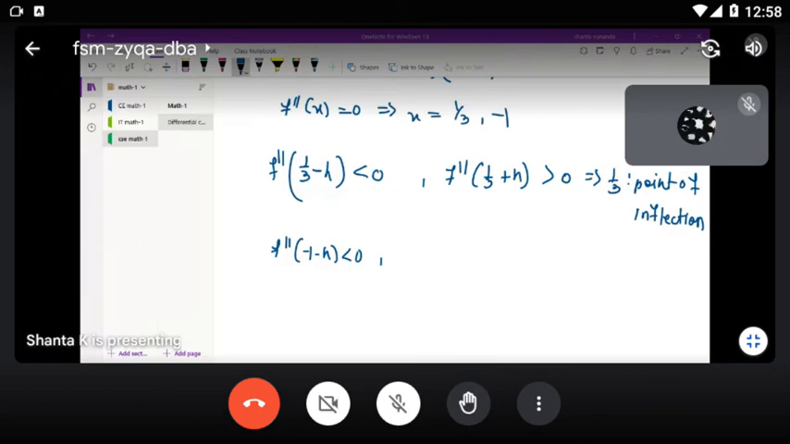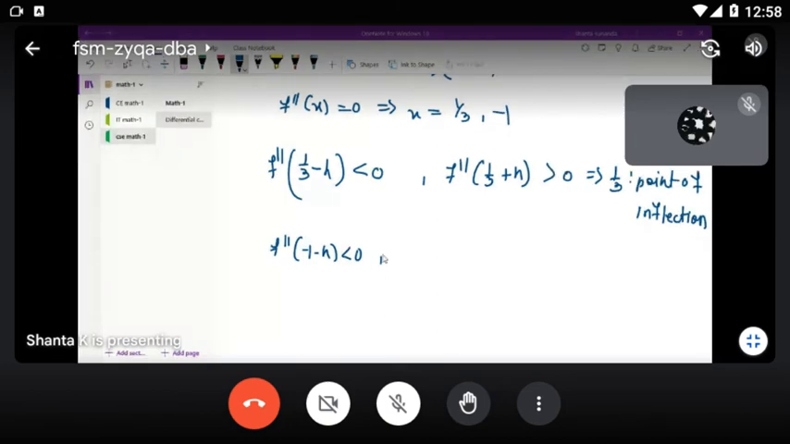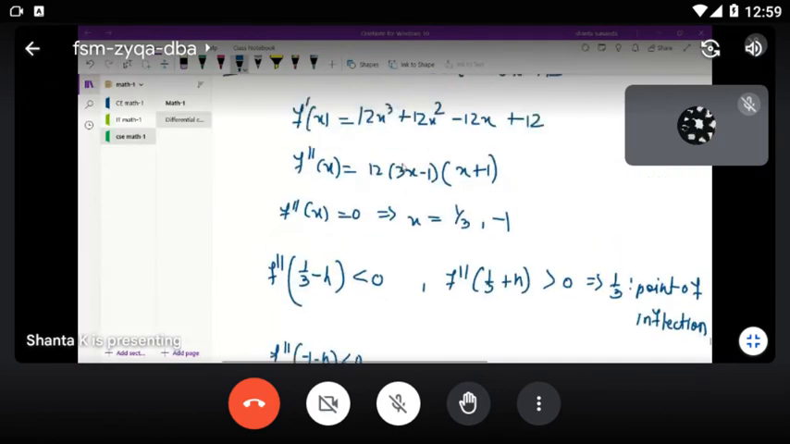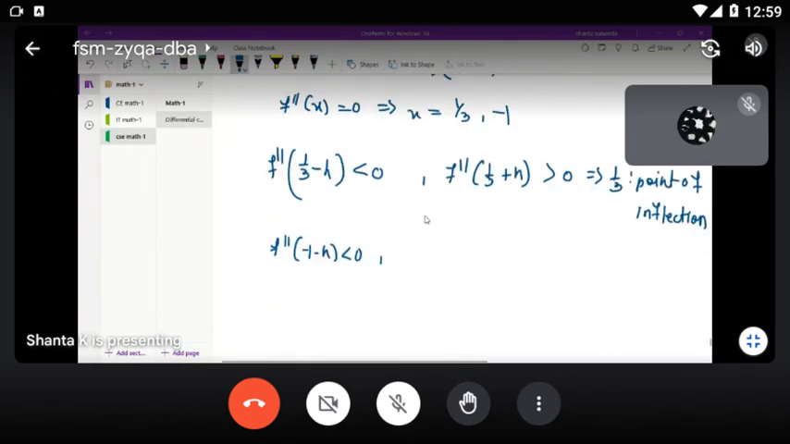Minus 1 minus h. So what happens, positive or negative? Positive. Will be positive, no? With 3s here also, positive, right? Yes, it's here also. So we will have positive here.